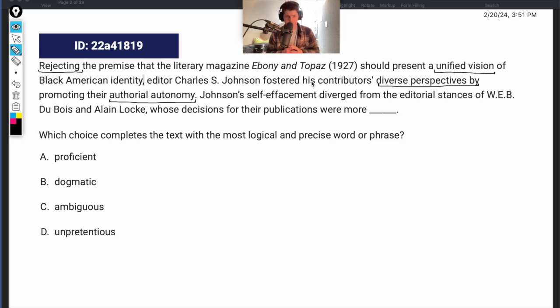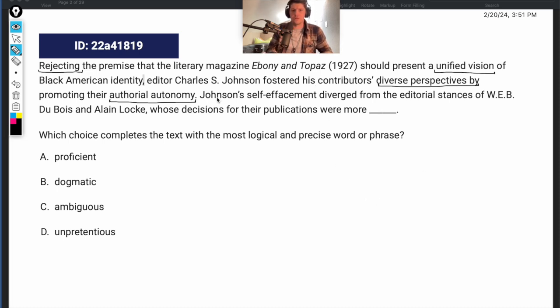But in this case, to get back to this question, the first sentence said that Charles Johnson rejects the unified vision, and he fosters the idea of diverse perspectives and authorial autonomy. Even if you don't know autonomy, you probably could make sense of that. This guy's against a singular sort of viewpoint, and he wants diverse perspectives.